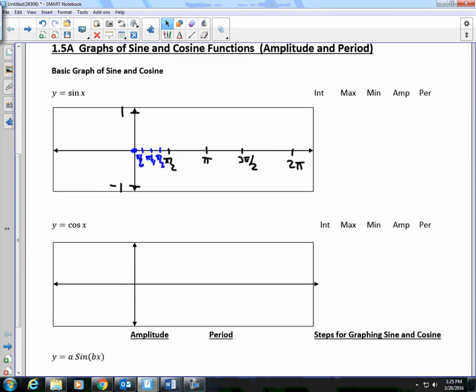So you said that the sine of pi over 6 was 1/2. The sine of pi over 4 was 0.7. Sine of pi over 3 was 0.86. And the sine of pi over 2 was 1.